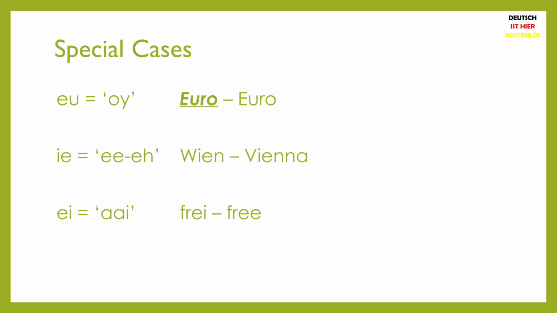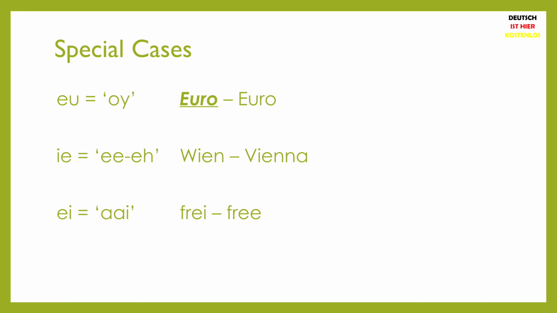Now these are some special cases you need to remember. EU together will always be pronounced as OI. EA together will always be pronounced as E. AE together will always be pronounced as I. The examples are Euro, Wien, Frei.